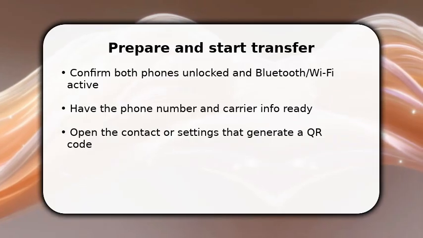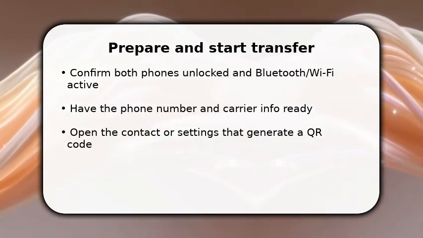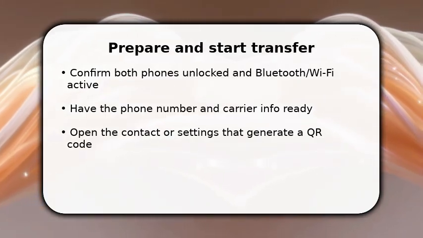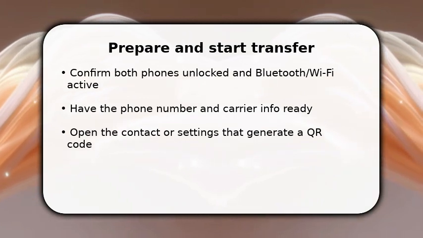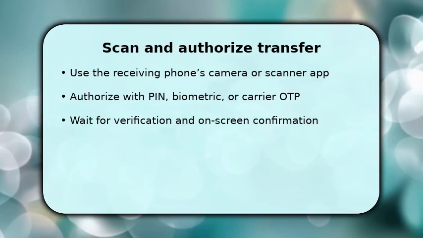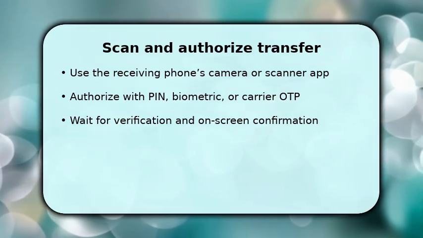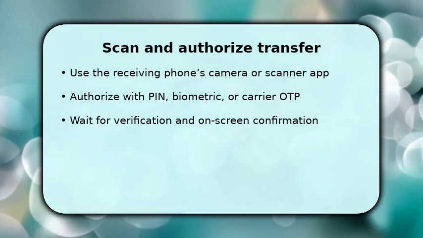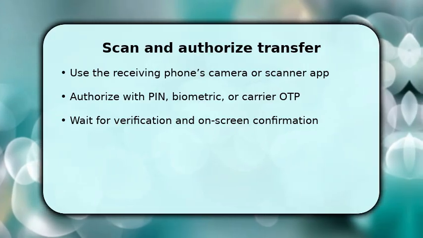Once the QR appears, keep the generating phone steady and explain to the recipient to open their scanner or transfer app now. You now focus on the receiving device. Open the camera or app scanner and point it at the displayed QR code. Once detected, tap the on-screen action to start.